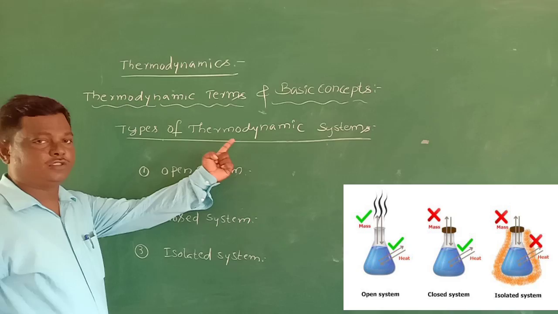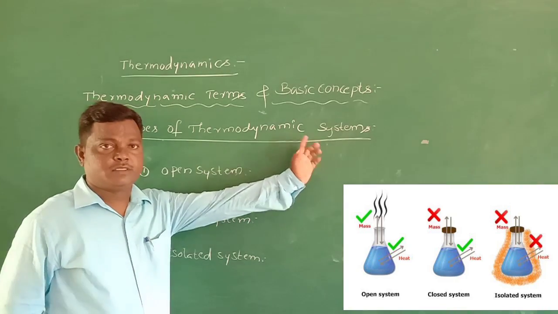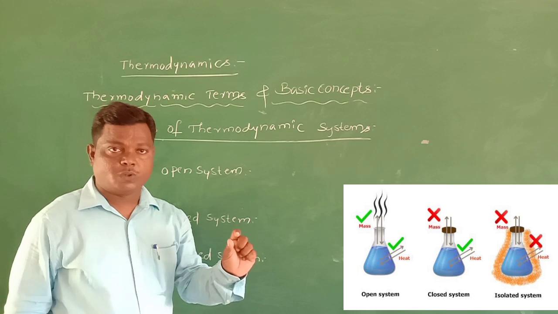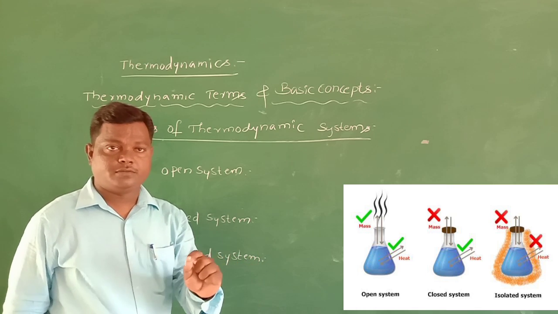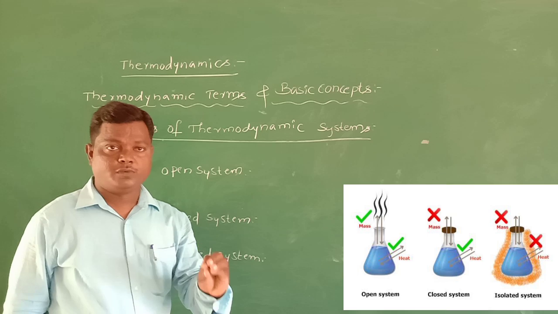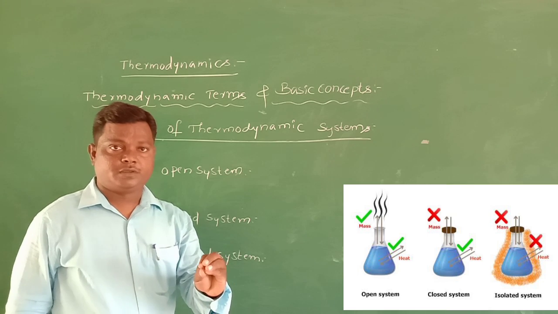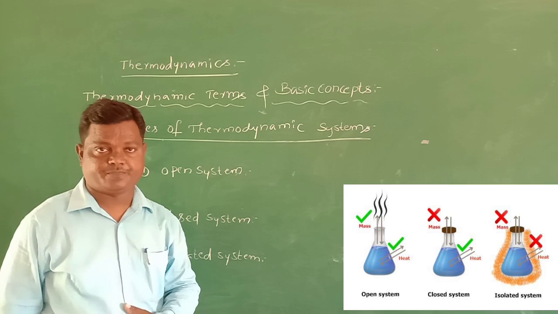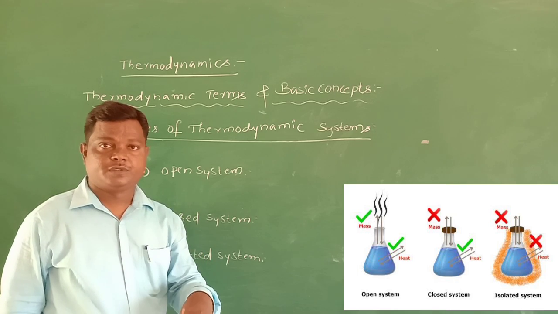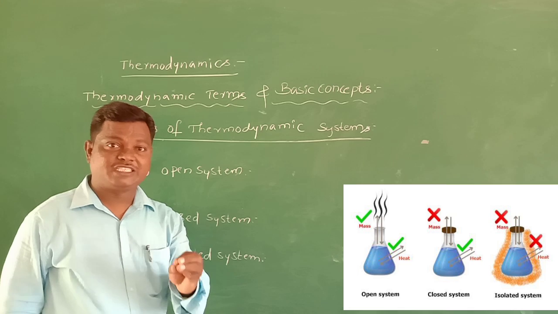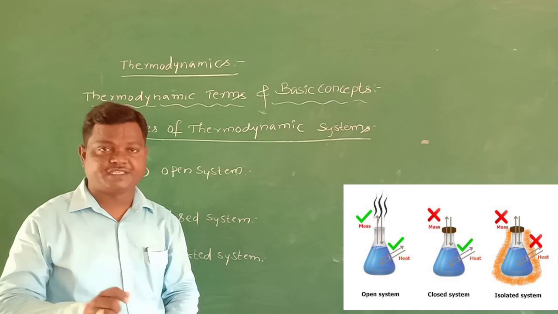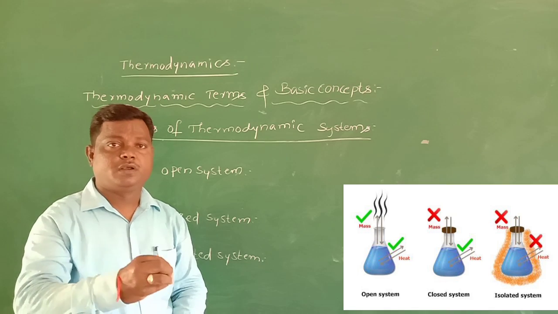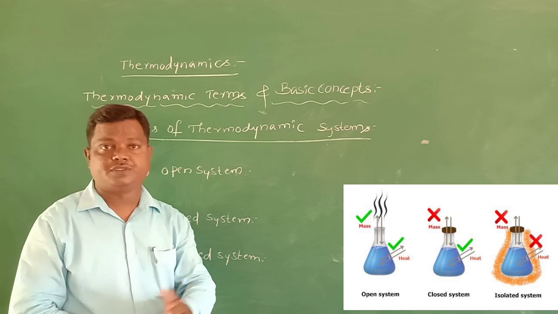Types of thermodynamic systems. Generally, systems are of two types: homogeneous system and heterogeneous system. A homogeneous system is uniform throughout. A heterogeneous system is one which consists of a number of phases. So these are the general homogeneous and heterogeneous systems.